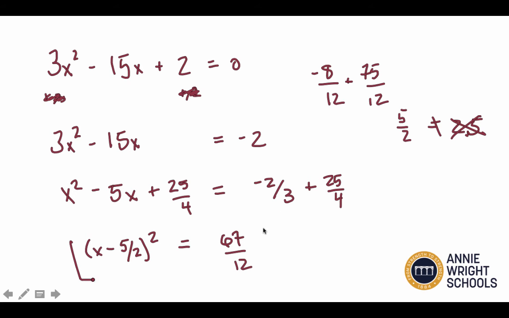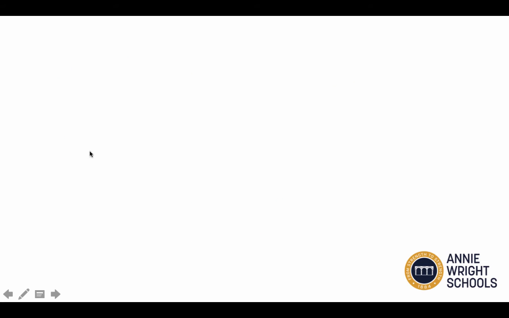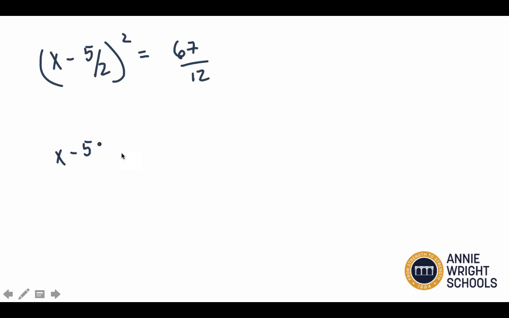I'm running out of room, so I'm going to write this on the next slide. X minus 5 halves quantity squared equals 67 twelfths. Take the square root of both sides. X minus 5 halves equals plus or minus the square root of 67 over 12. I'm going to do this over here, simplify a little bit.